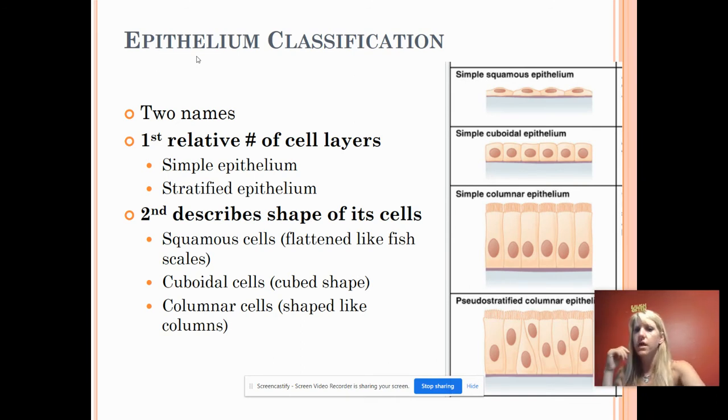No big deal, right? What's this other one down here that has pseudo? What is that? Pseudo means false. So pseudo-stratified means false many layers. So think about it. If it's false many layers, do you think it has many layers? No, it doesn't. Pseudo means false. So it would be false many layers, so therefore it only has 1 layer.